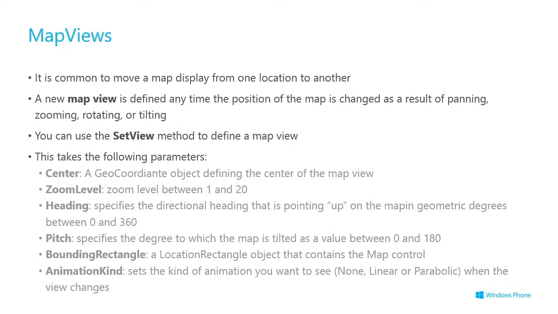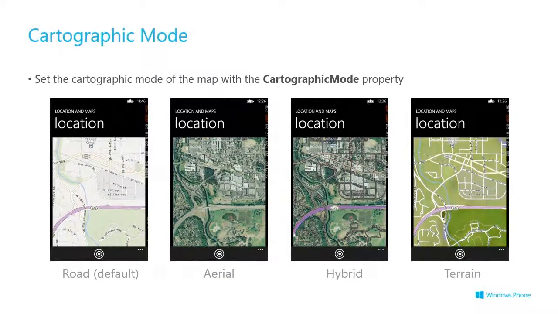When you're changing views, there's this nice feature called a map view, which is defined anytime the position of the map is changed as a result of panning, zooming, rotating, or tilting. And you can use the SetView method to define a new map view, and it has a load of parameters. You can see them there. The important one I want to call out, though, is the animation kind at the bottom. This map control has a lot of nice, rich presentation capabilities. So you've got 4 different cartographic modes you can select from. The default one is the road one.